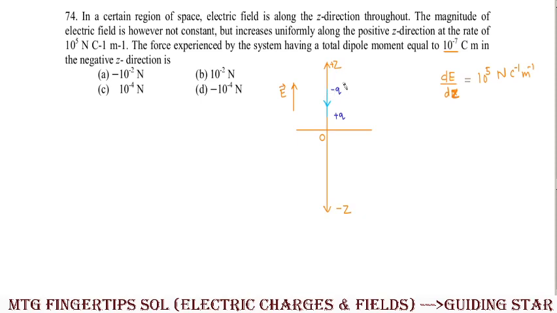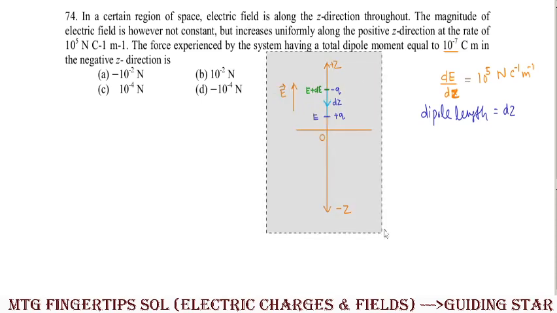Clear? So here, assume the dipole length to be dz. So this distance we assume as dz. Then assume that the electric field at this particular point is E, and at this other point the electric field will be E plus dE. Clear? Let me zoom into this a little.